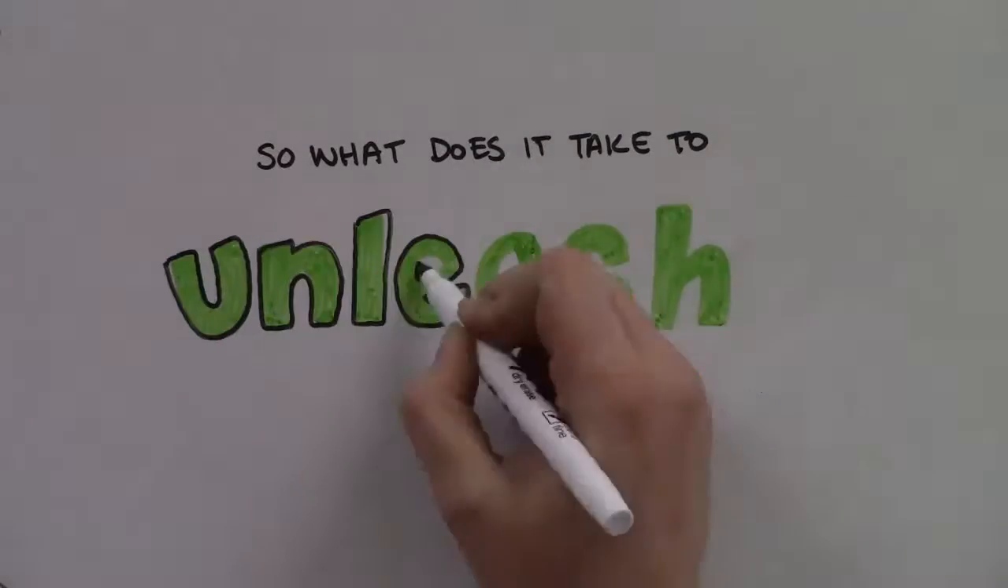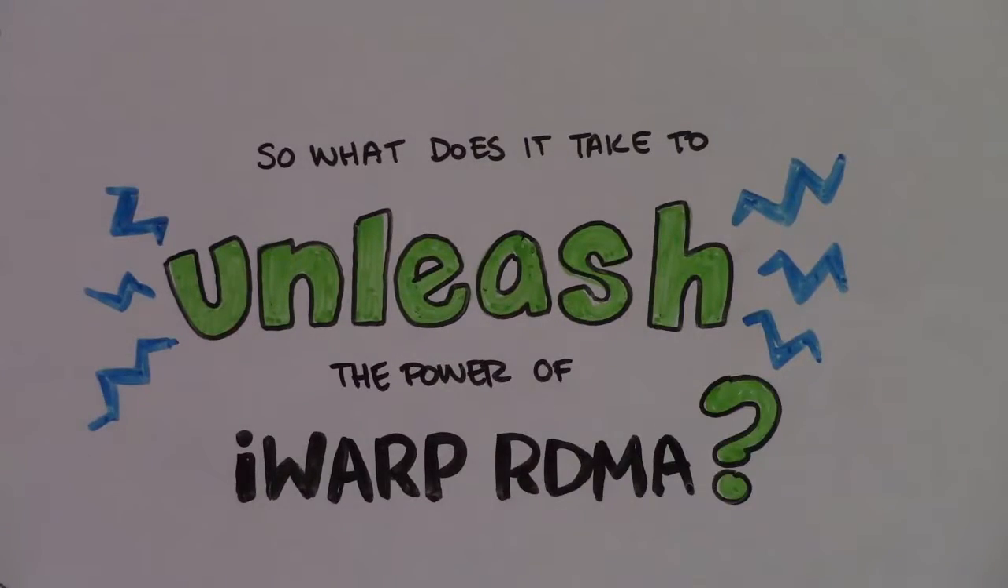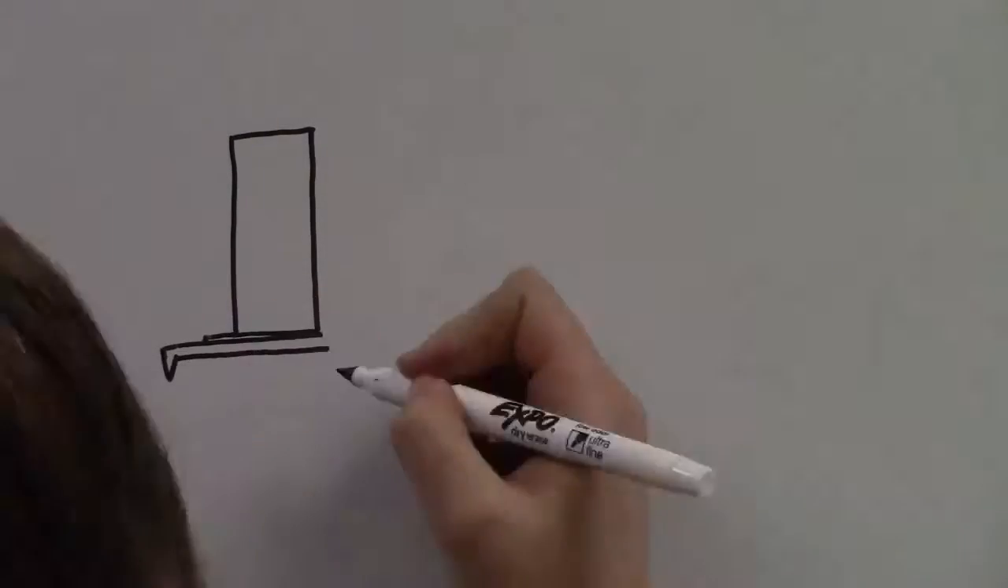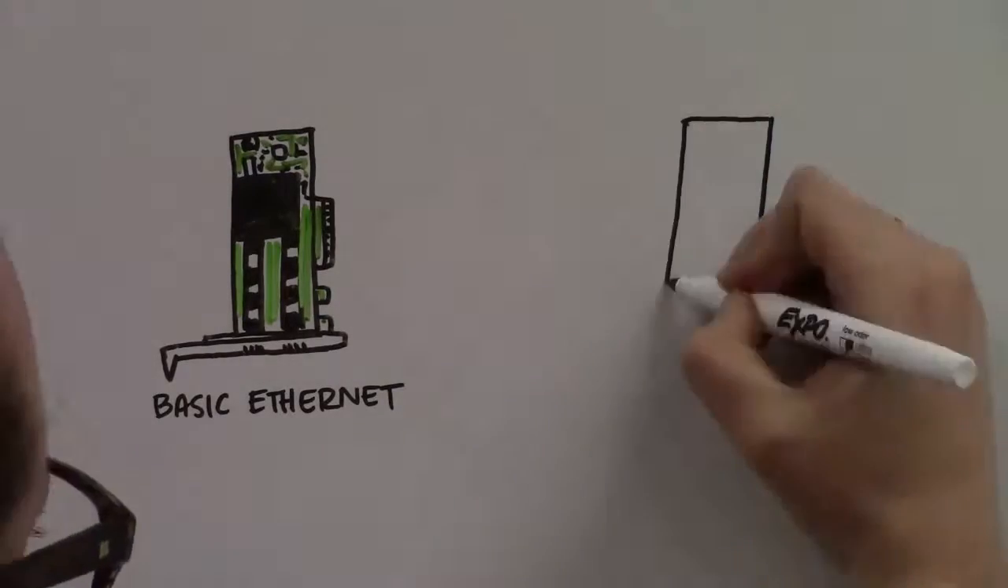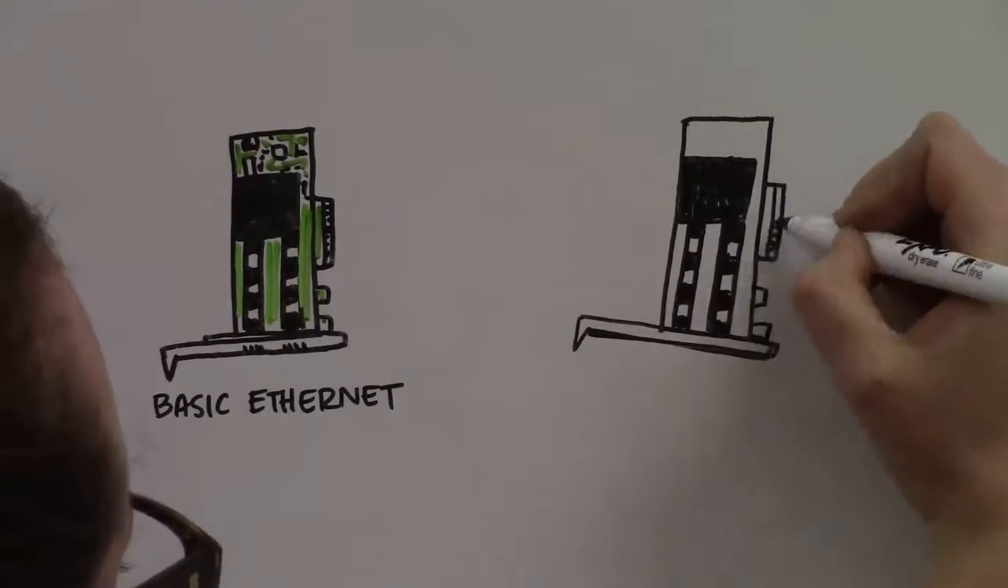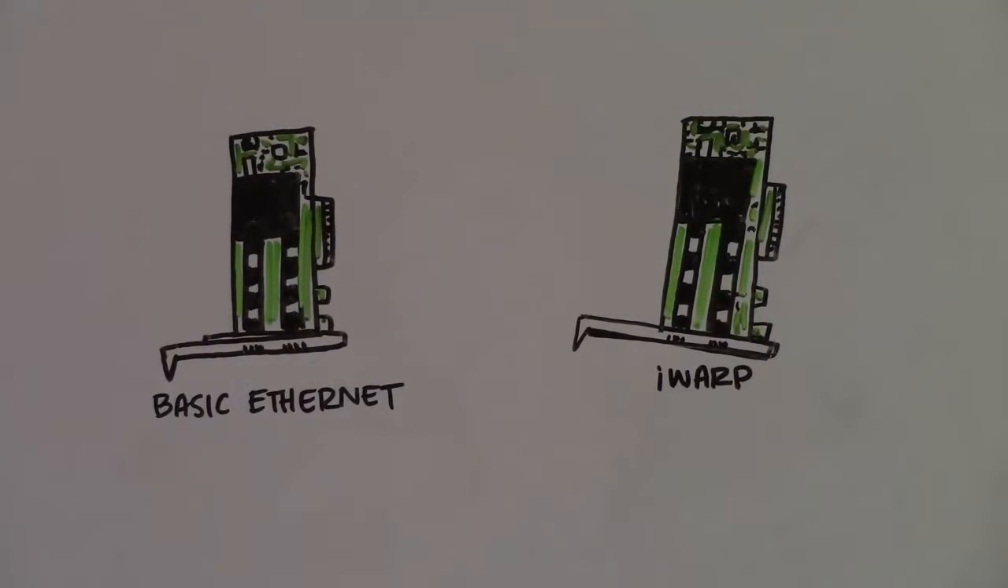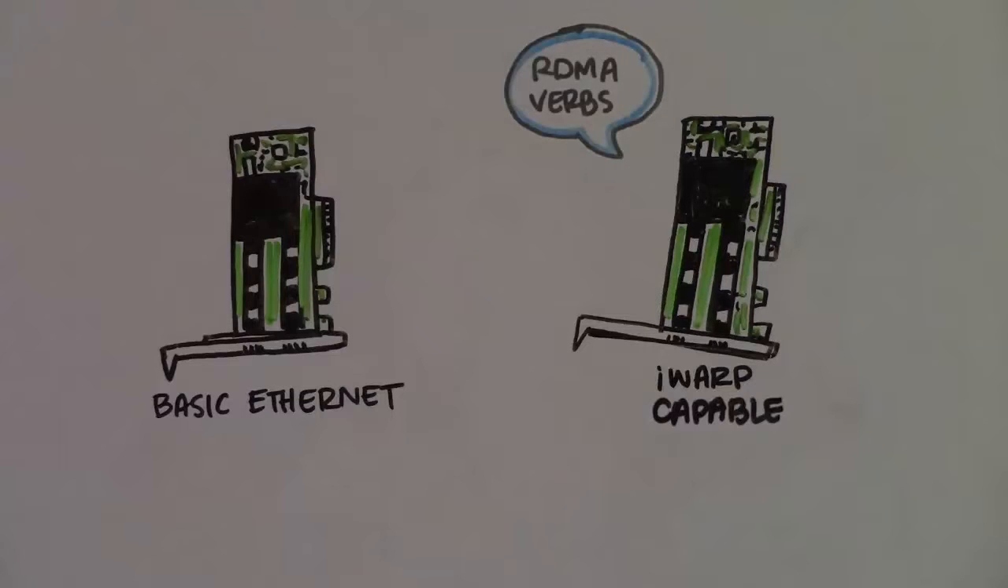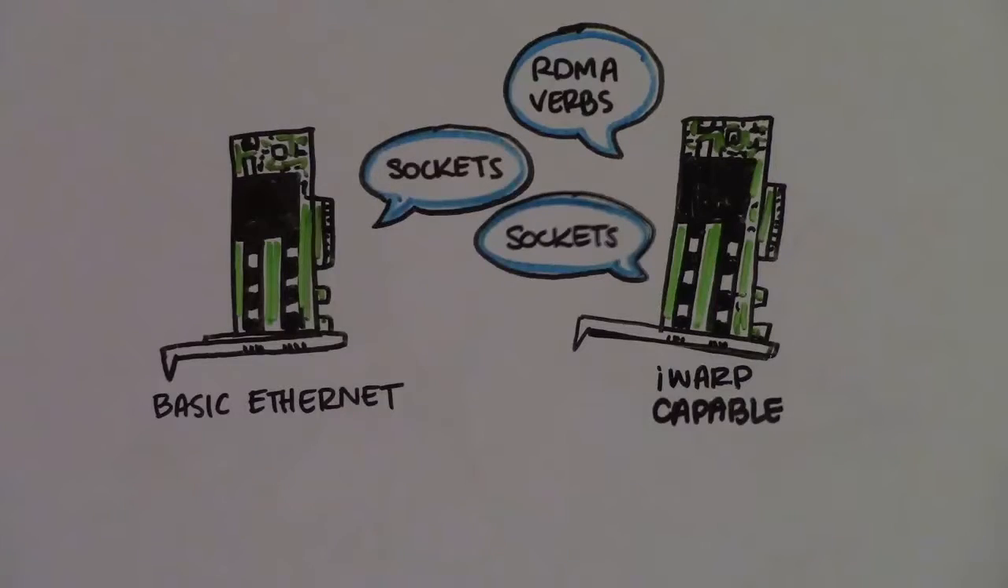So what does it take to unleash the power of iWARP RDMA? Of course, it takes Ethernet controllers that are iWARP capable. For iWARP, that's the only new hardware required. iWARP works with all existing switches and the entire Ethernet networking infrastructure as it is today. The biggest challenge for taking advantage of iWARP is that it requires applications to be written to use RDMA verbs, rather than the standard Ethernet LAN interfaces known as sockets.